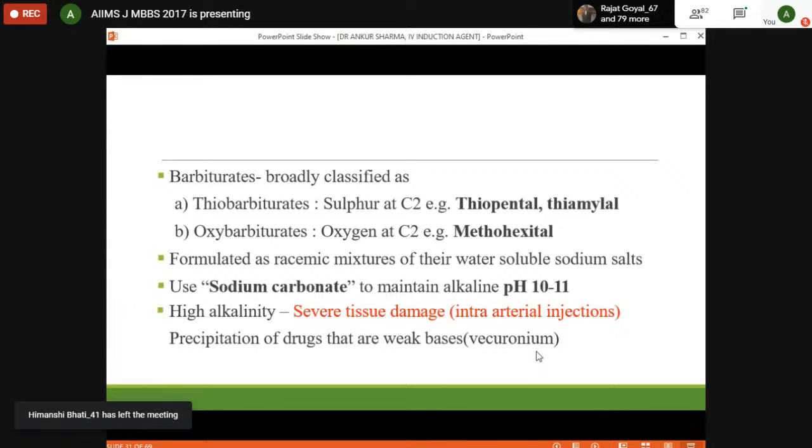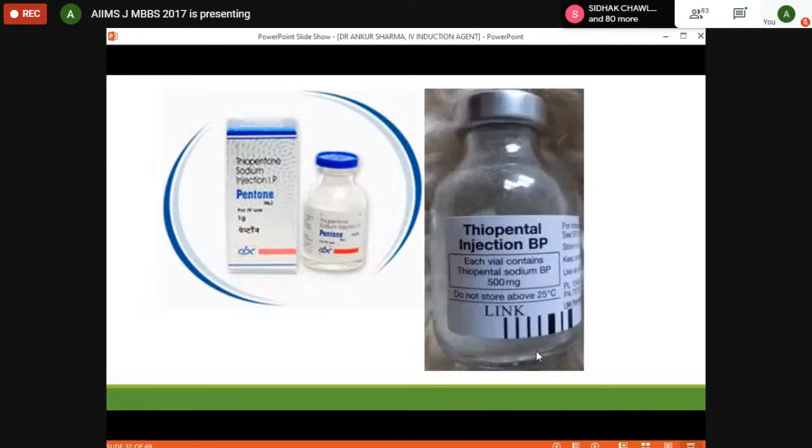Thiopentone is a racemic mixture of S and R enantiomers, and it is water soluble because it contains sodium carbonate to maintain the alkaline pH of 10 to 11. As it contains sodium carbonate, the solution is very alkaline and it can damage the tissue if injected in an artery. It can precipitate drugs that are weak bases. If you mix vecuronium and thiopentone, they can precipitate. This is the vial of thiopentone.